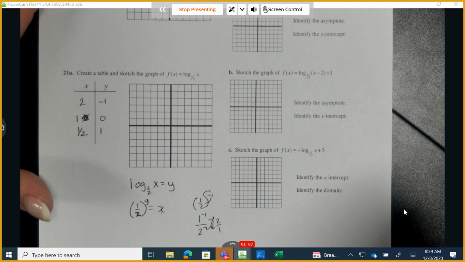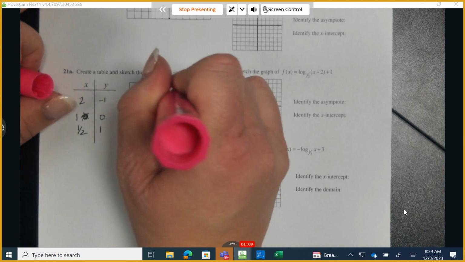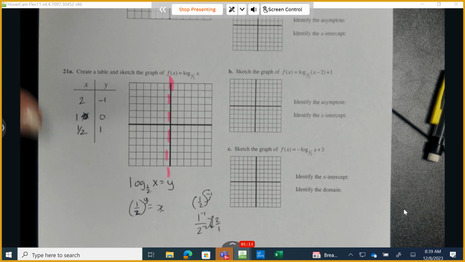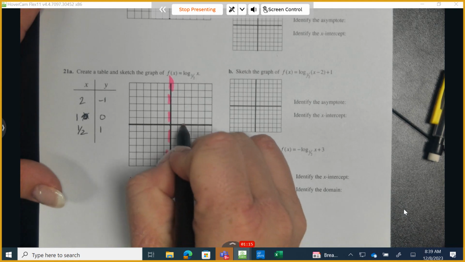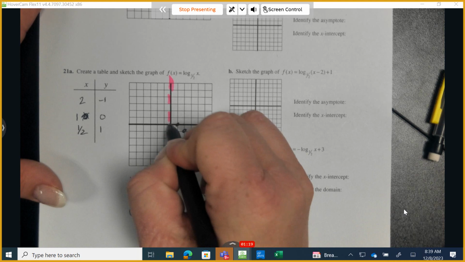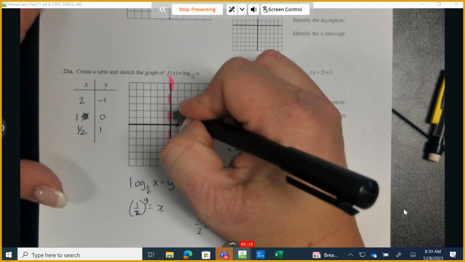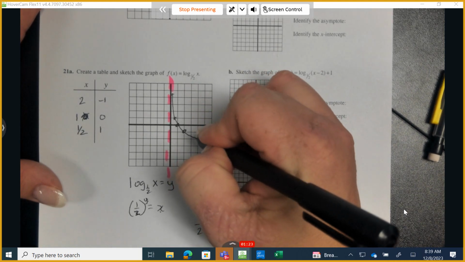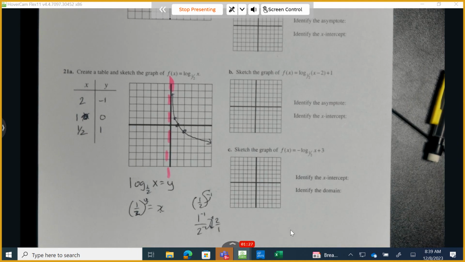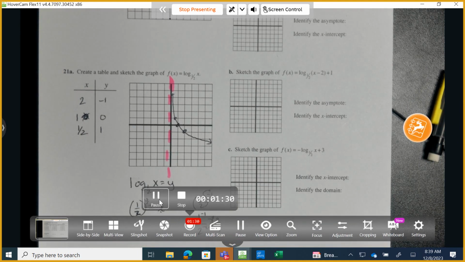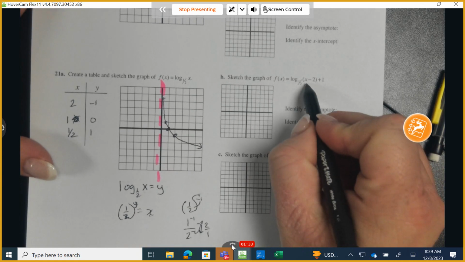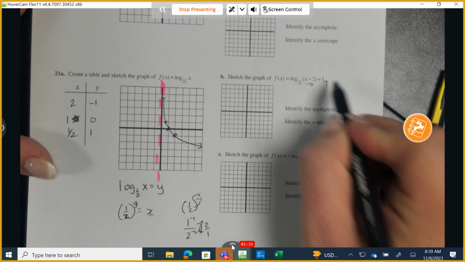All right, so for this function, this is the parent function of log base 1/2 of x. I have a vertical asymptote at x equals 0. I'm going to go to the right 2 and down 1, and right 1, 1, 0, and 1/2 and 1. And I can see I have enough of those points to have an idea of what this looks like. Okay, now let's take a look at what we're doing here.